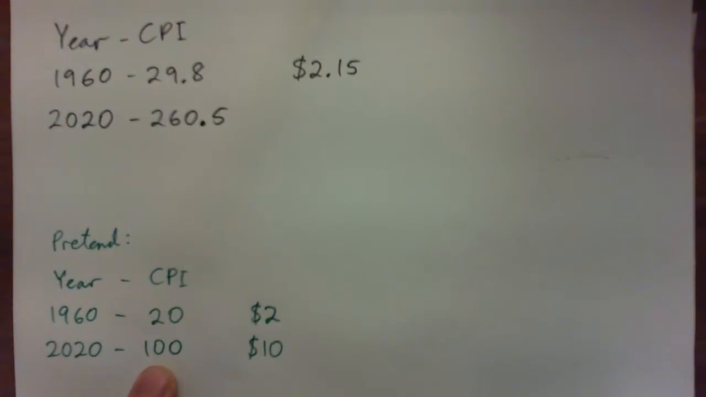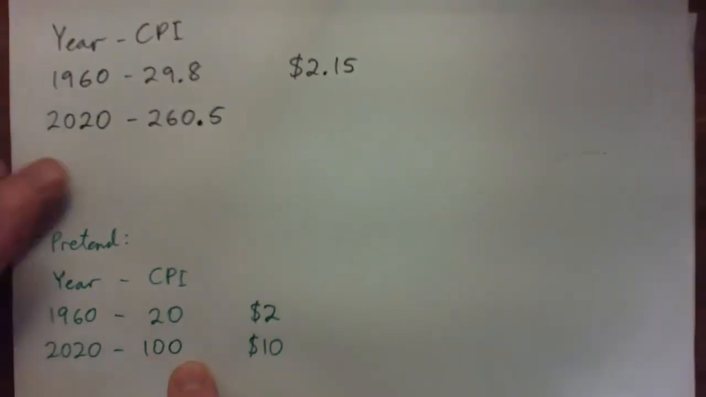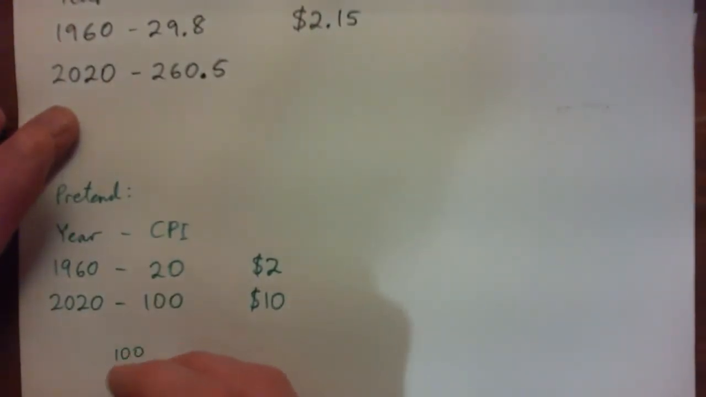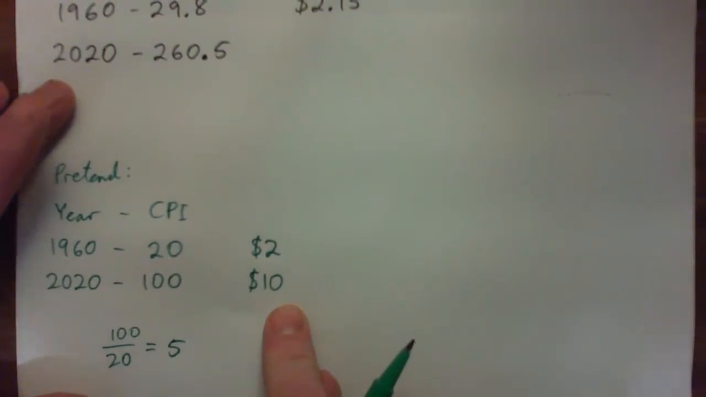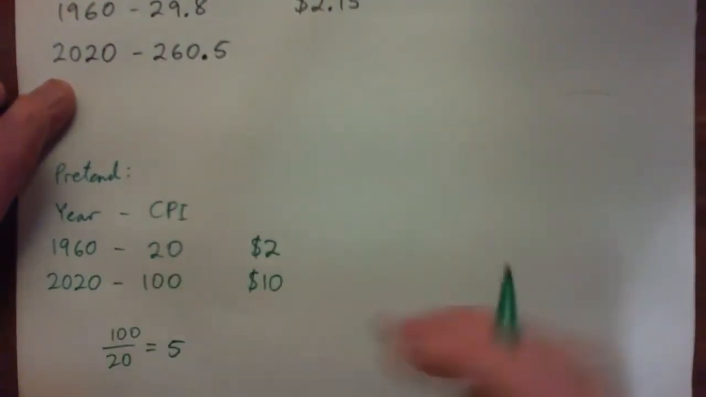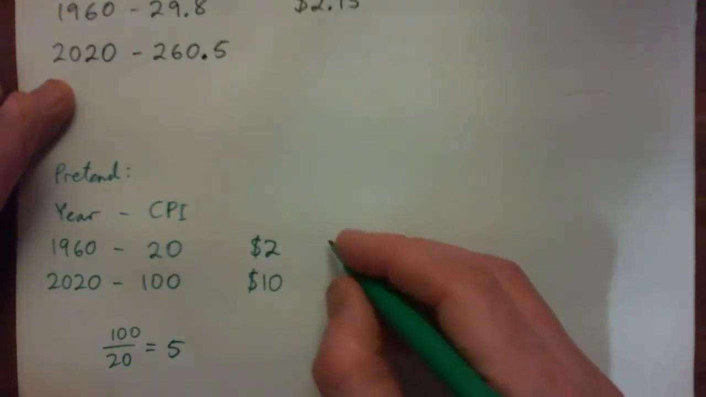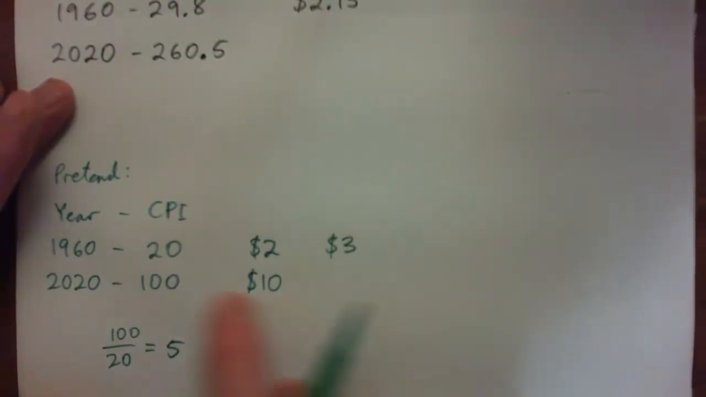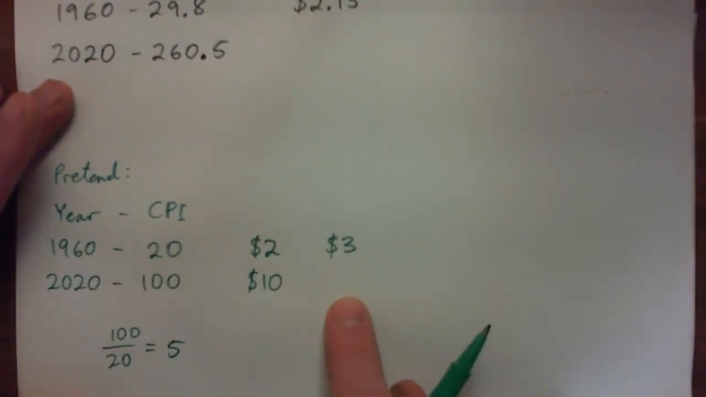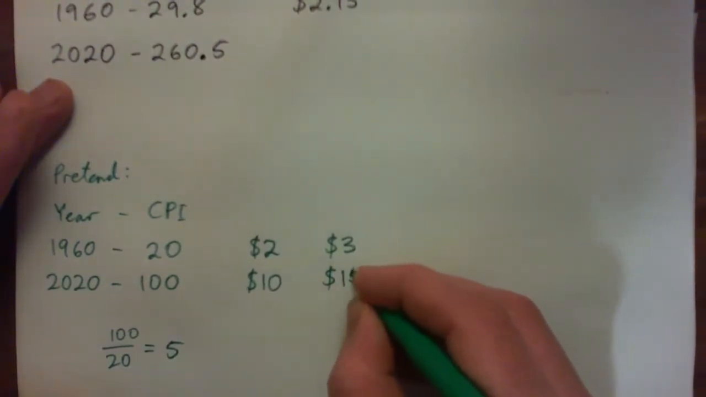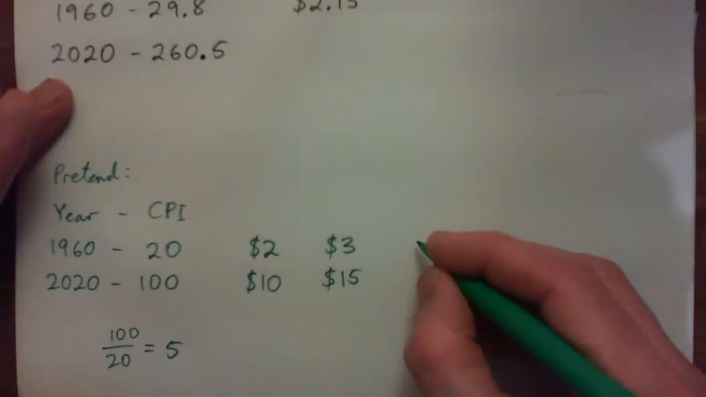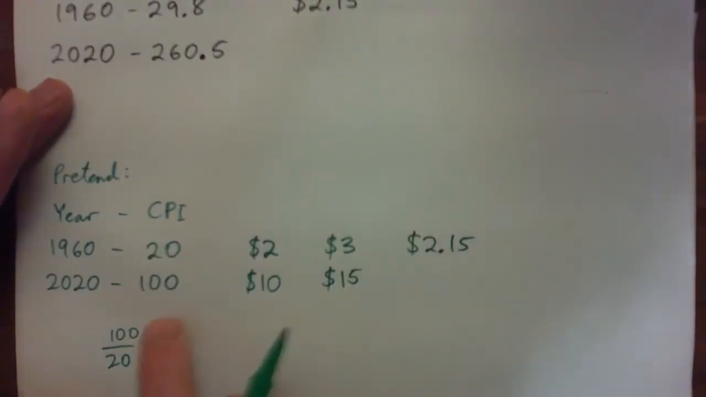So in other words, the price of things is five times more by 2020. Notice that's five times more. Watch, 100 over 20 equals what? Equals five, right? And $10 is five times more, right? So in this situation, if a job paid, let's say, $3 an hour in 1960, what should it pay by 2020? Well, it should pay five times more. So five times three is $15 an hour. Or if the job was paid, let's take our $2.15, then by 2020 it should pay what?